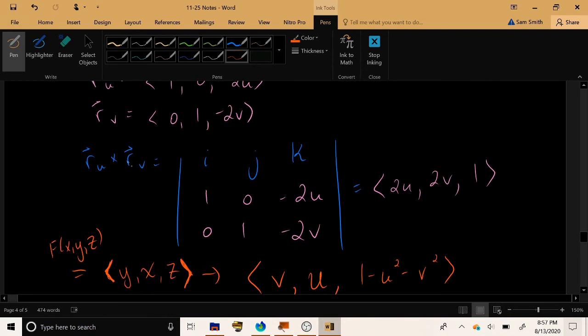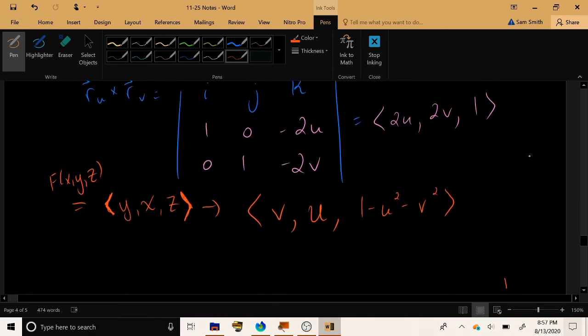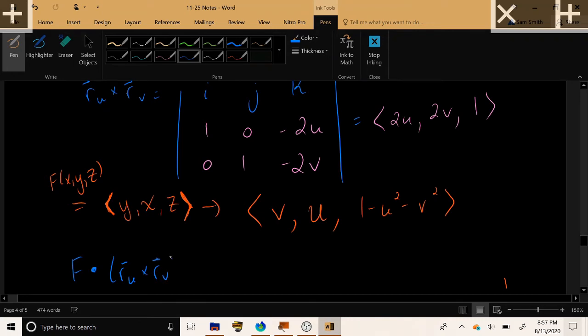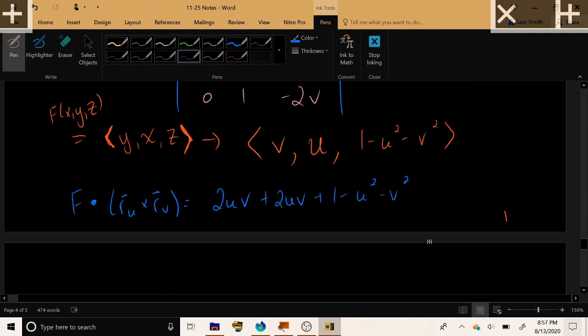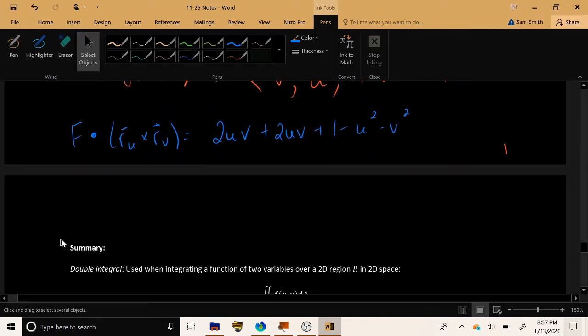We also have the cross product of our two partial derivatives. So let's go ahead and calculate the dot product of these two. We get 2u times v. We get 2v times u. And we get 1 times this z coordinate. Okay, let's give ourselves a bit more space. We're almost there.